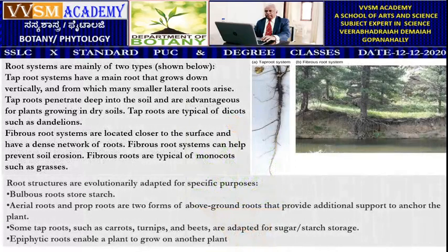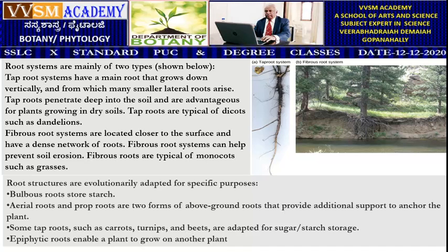Root systems are mainly of two types, my dear friends. The taproot system has a main root that grows down vertically and from which many smaller lateral roots arise. The taproots penetrate deep into the soil and are advantageous for plants growing in dry soils. Taproots are typical of dicots such as dandelions. Fibrous roots, another type of roots.